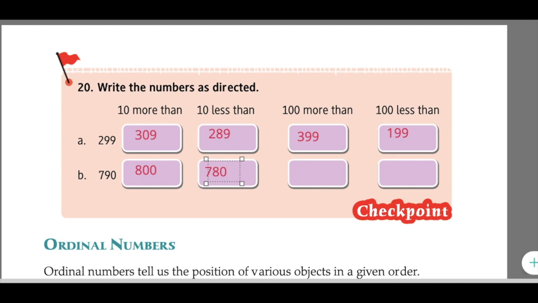780. 100 more than 790. When you add 100 to 790, the answer will be 890. 100 less than 790. So you have to subtract 100 from 790, where you will get 690.